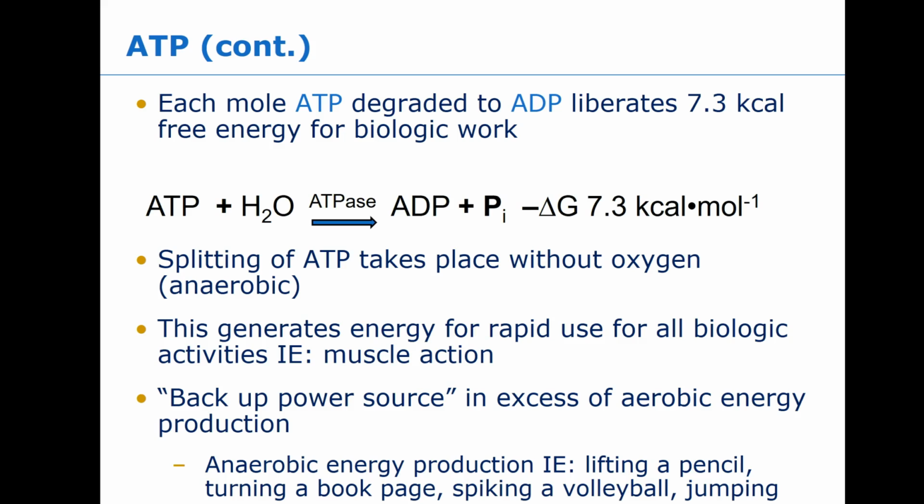So this is kind of like an energy receiver, energy donor cycle that represents a cell's two major energy transforming activities. The first is to form and conserve ATP from food's potential energy. The second is to use extracted energy from ATP to power biologic work. The splitting of ATP takes place without oxygen, so it's anaerobic in nature, and this generates energy for rapid use for all biological activities. For example, we specifically study muscle action. So this is a backup power source in excess of aerobic energy production, that is, with oxygen.